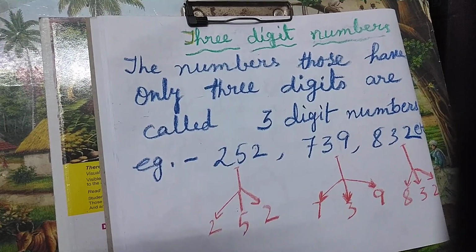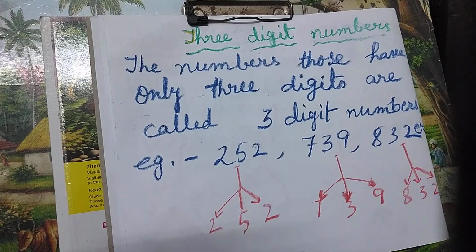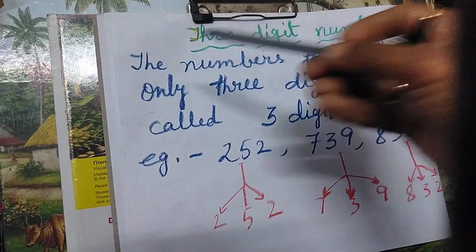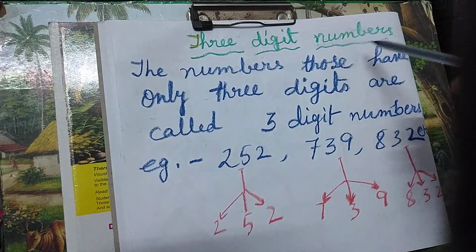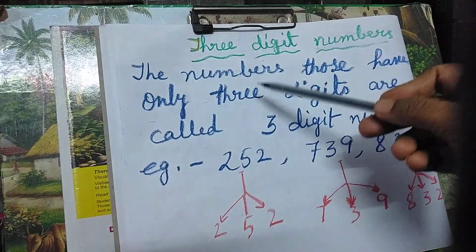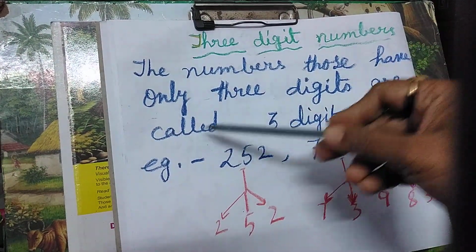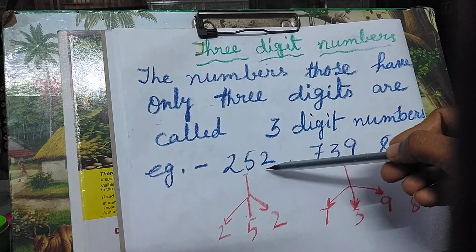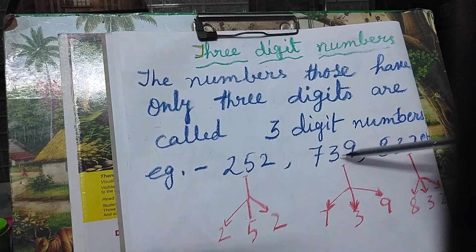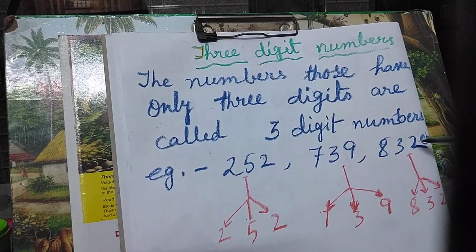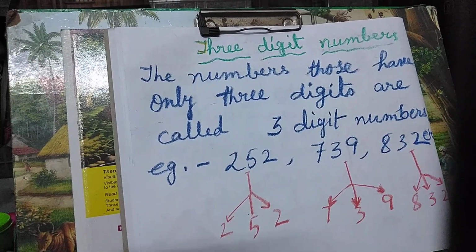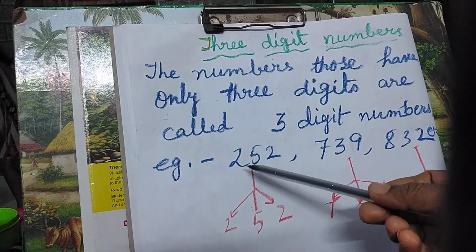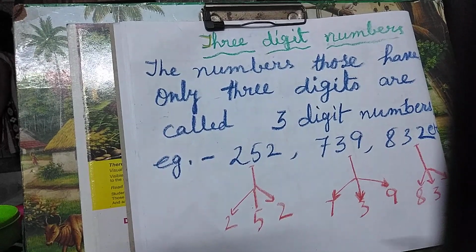Children, today I will discuss the 3-digit number. What are 3-digit numbers? The numbers that have only 3 digits are called 3-digit numbers. Examples: 252, 739, 832, etc.